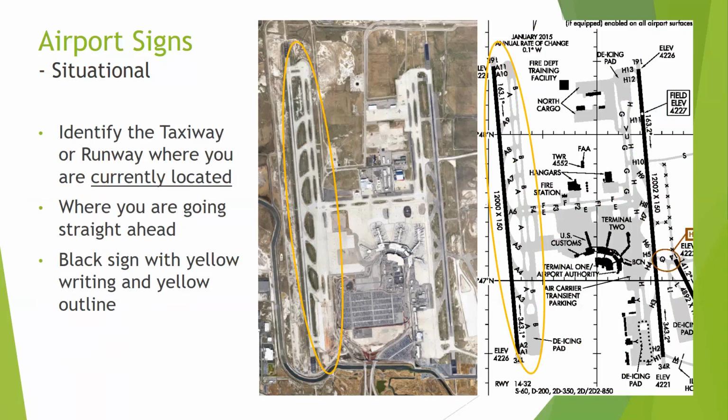So airport signs then are going to tell you where you're at. These are kind of like the markings. We want to know where we're currently located and where we're going to go. They're going to tell you where you're currently located, the taxiway or runway. They're going to tell you where going straight ahead. And these are black signs with yellow writing and yellow outlines.